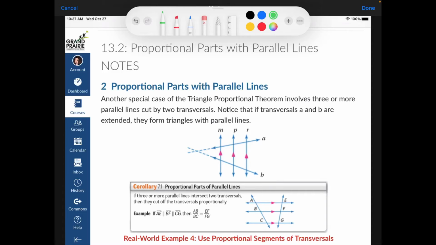So we've talked already about the triangle proportional theorem. And another special case of this triangle proportional theorem, it says here, involves 3 or more parallel lines cut by 2 transversals. In this picture, lines A and B are the transversals. And notice if I extend these transversals, they intersect and they kind of form this triangle here.